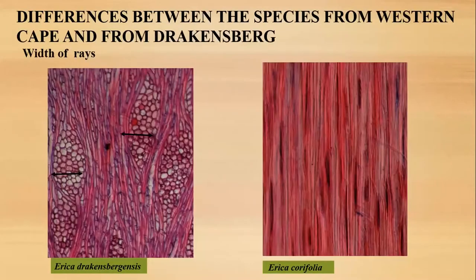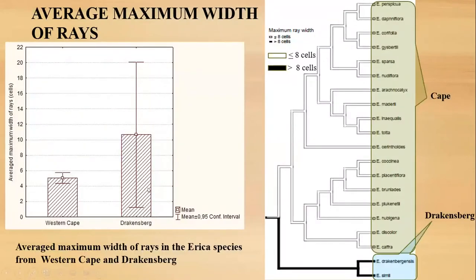Also, why the width of rays? We can see we have narrow rays in Cape species, while the samples collected from Drakensberg show us a wide width of rays. As we can see, the arrow shows us the wide width of rays from the samples from Drakensberg. The same thing was done for them too. We can see they have a higher number of wider rays compared to the samples from Cape.